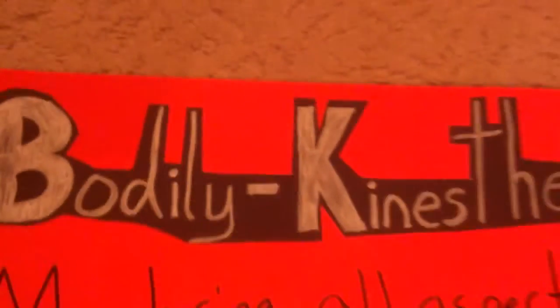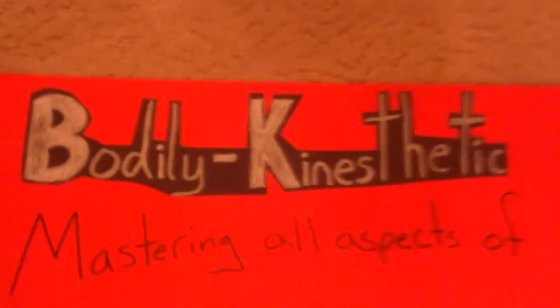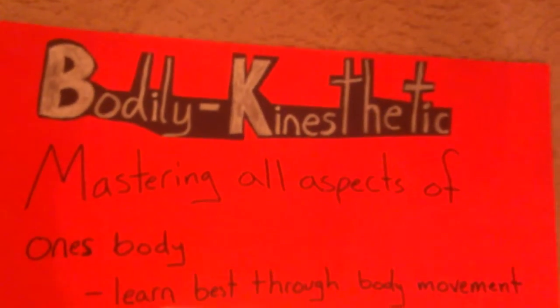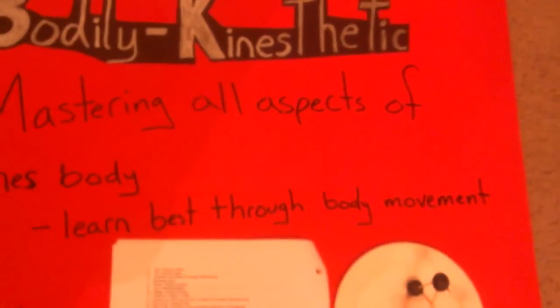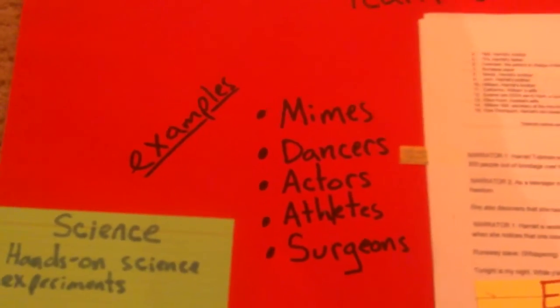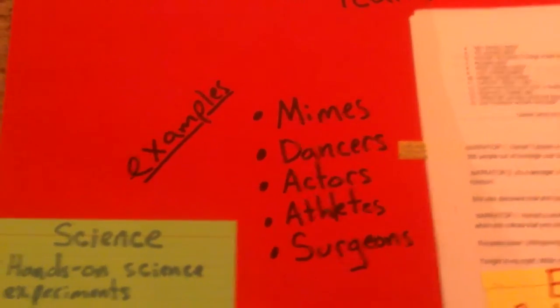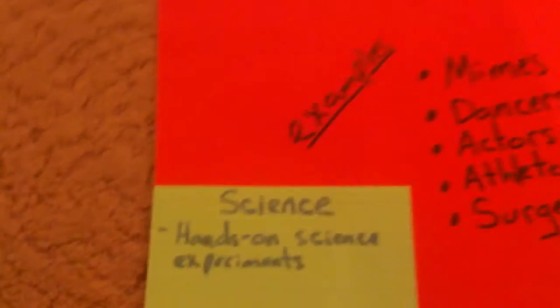Okay. The next intelligence is bodily kinesthetic, which is pretty much mastering all aspects of one's body. They learn best through body movement. Some examples would be mimes, dancers, actors, athletes, or surgeons.